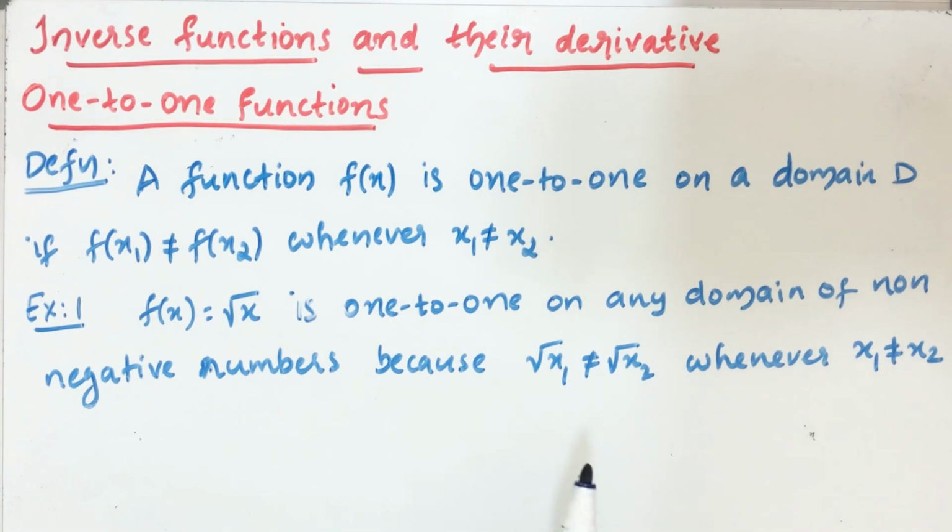For example, for a one-to-one function, we can say f of x is equal to root x. Here, whenever x1 is not equal to x2, root x1 is not equal to root x2. We are defining the domain as non-negative numbers because we know root of minus 1 is i, a complex value. We are taking only real values. Now we can give an example of a function that is not one-to-one.